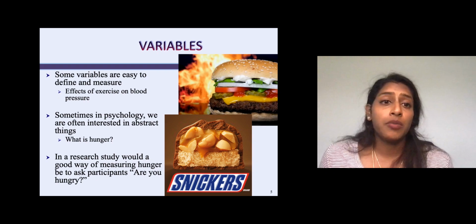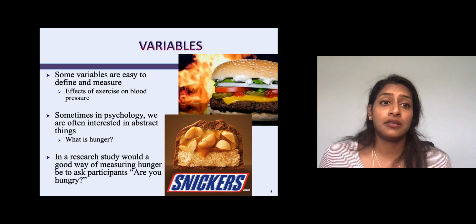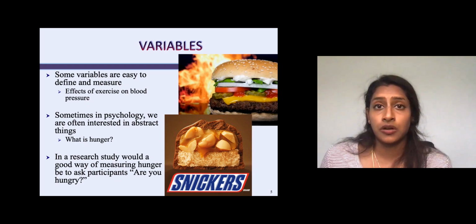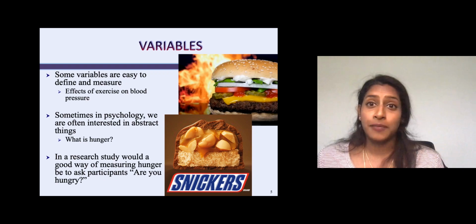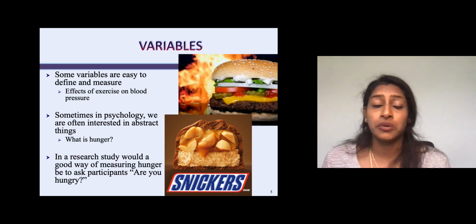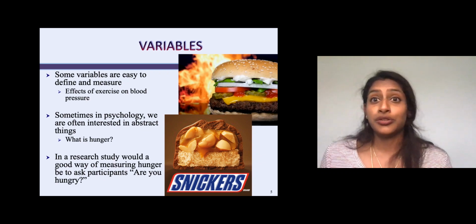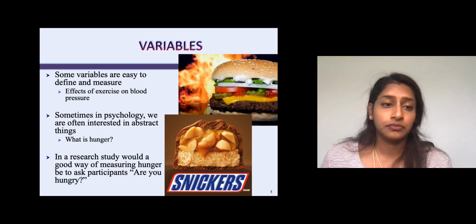Now, some variables are really easy to define and to measure. So things like the effect of exercise on blood pressure. This is pretty self-explanatory, right? So we can have people do exercise, we can vary the amount of exercise they do, and then we can literally take their blood pressure, right? And we can do this with a blood pressure monitor.